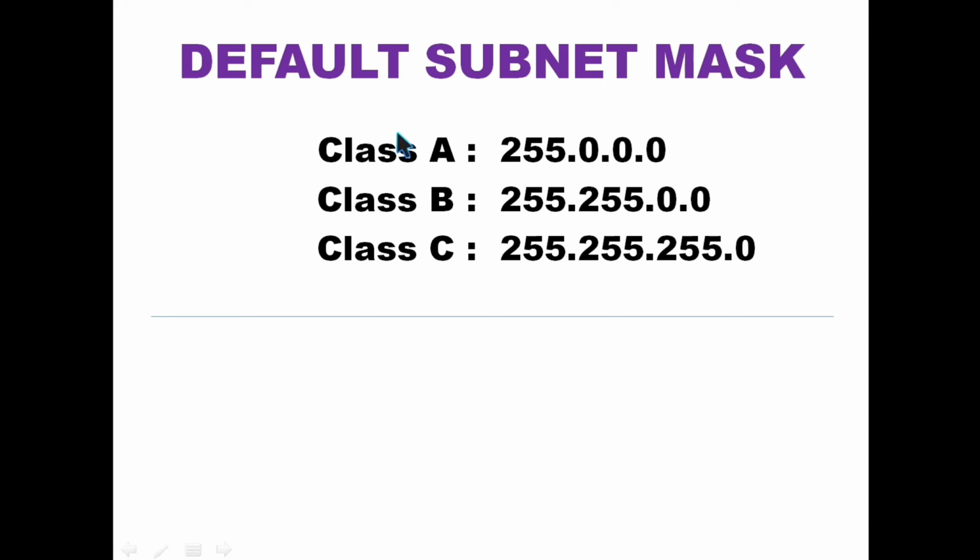Default subnet mask. The default subnet mask of class A will be 255.0.0.0. A means 255 one time, then 0.0.0. B means 255 two times, 255.255.0.0. C means 255 three times, 255.255.255.0. This will be the default subnet mask before having any subnetting.